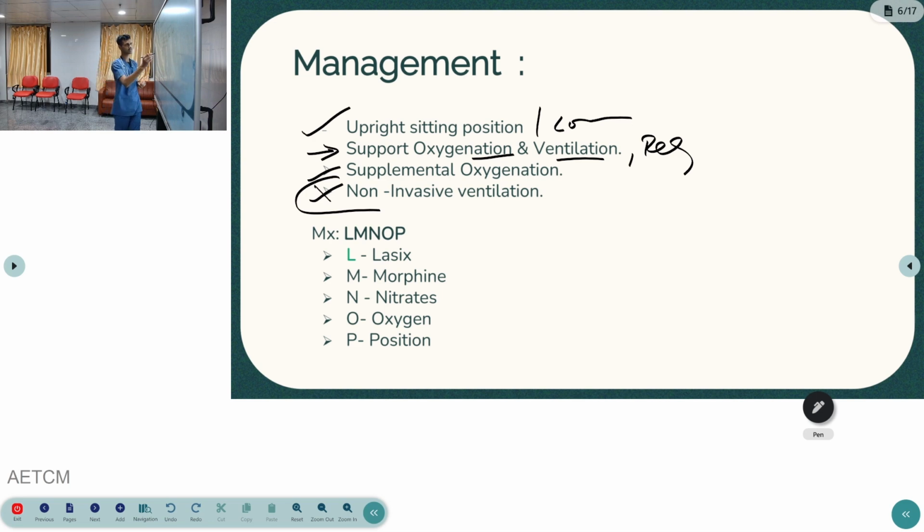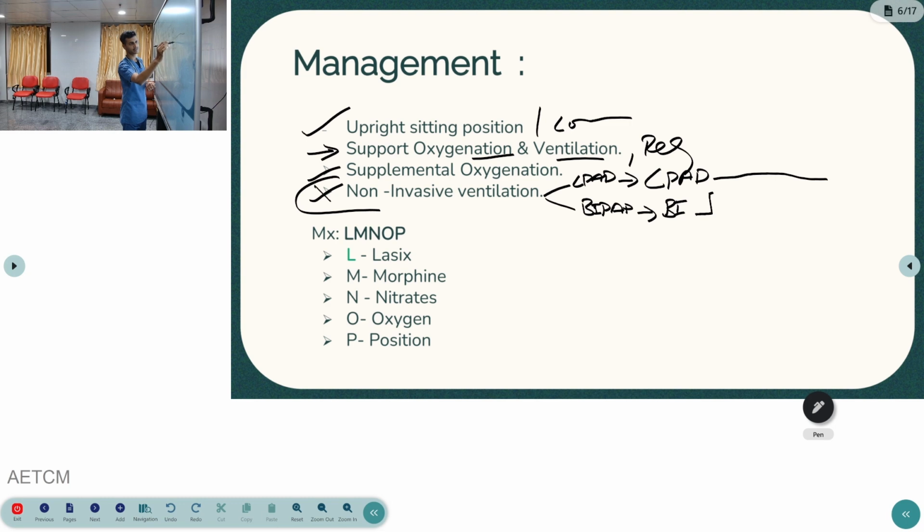So NIV, we know, has two modes, CPAP and BiPAP. Just for the sake of knowledge, I am sharing this. CPAP means continuous positive airway pressure. BiPAP means bi-level positive airway pressure. Continuous means it will provide a constant positive airway pressure. Bi-level means at the time of inspiration you get one pressure, and then at the time of expiration, again a different pressure. Inhalation, again exhalation, so there is a two-pressure variation. That is called NIV, non-invasive ventilation.